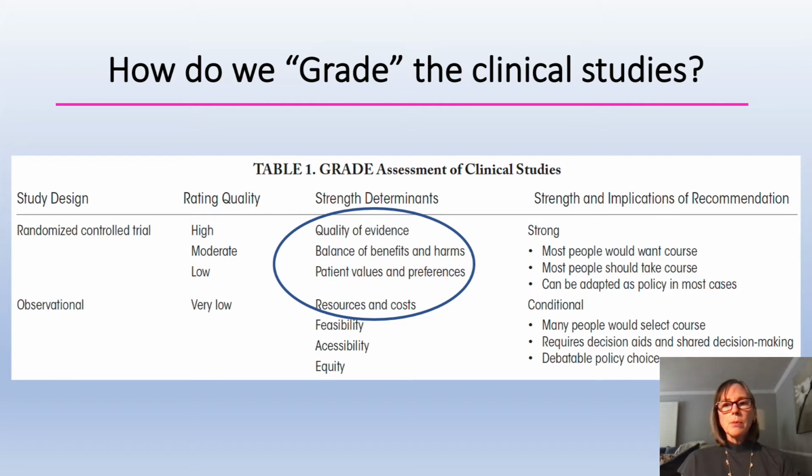Now, the previously published clinical studies are graded based on the type of clinical trial that was performed and the quality of the study. A recommendation or guideline is then created looking not only at the quality of the study, but also measuring other aspects that would impact management, such as the balance of the benefit versus harm, the patient values and preferences, and the cost of the medication.